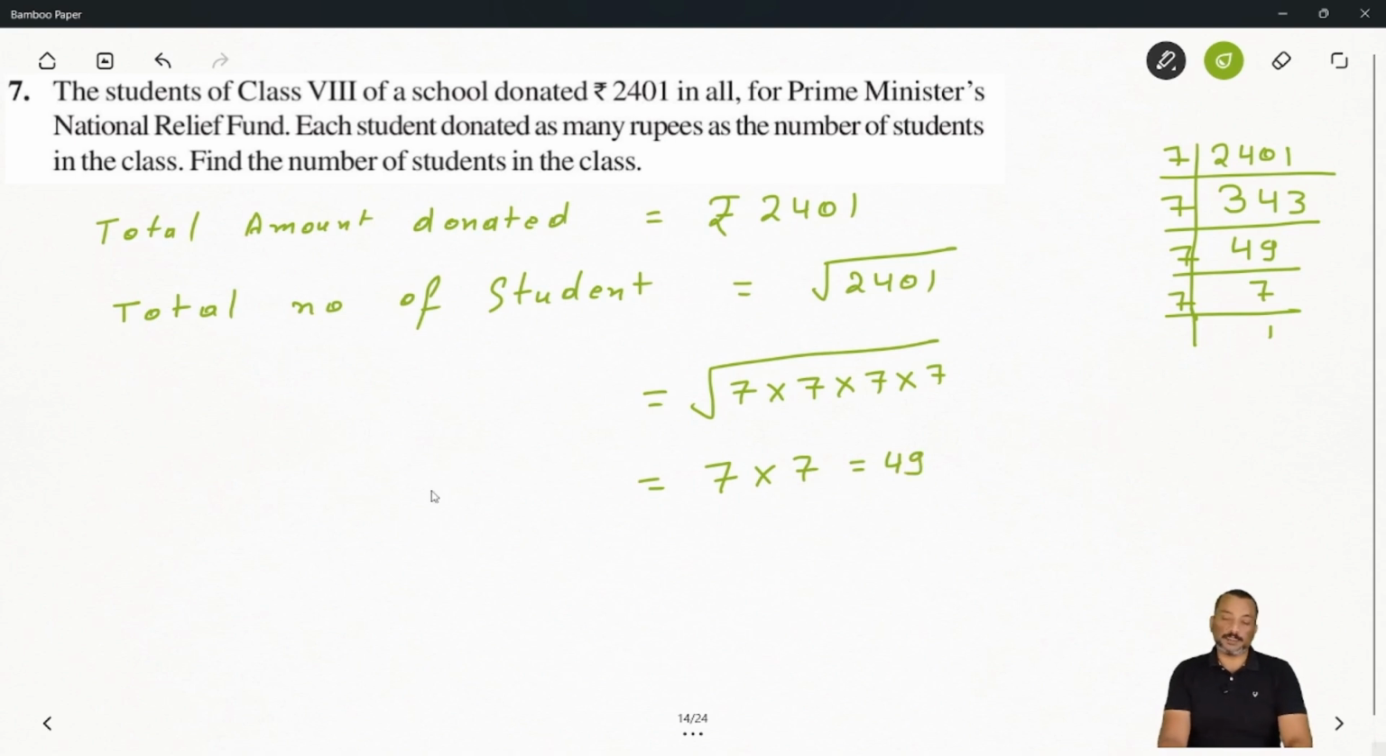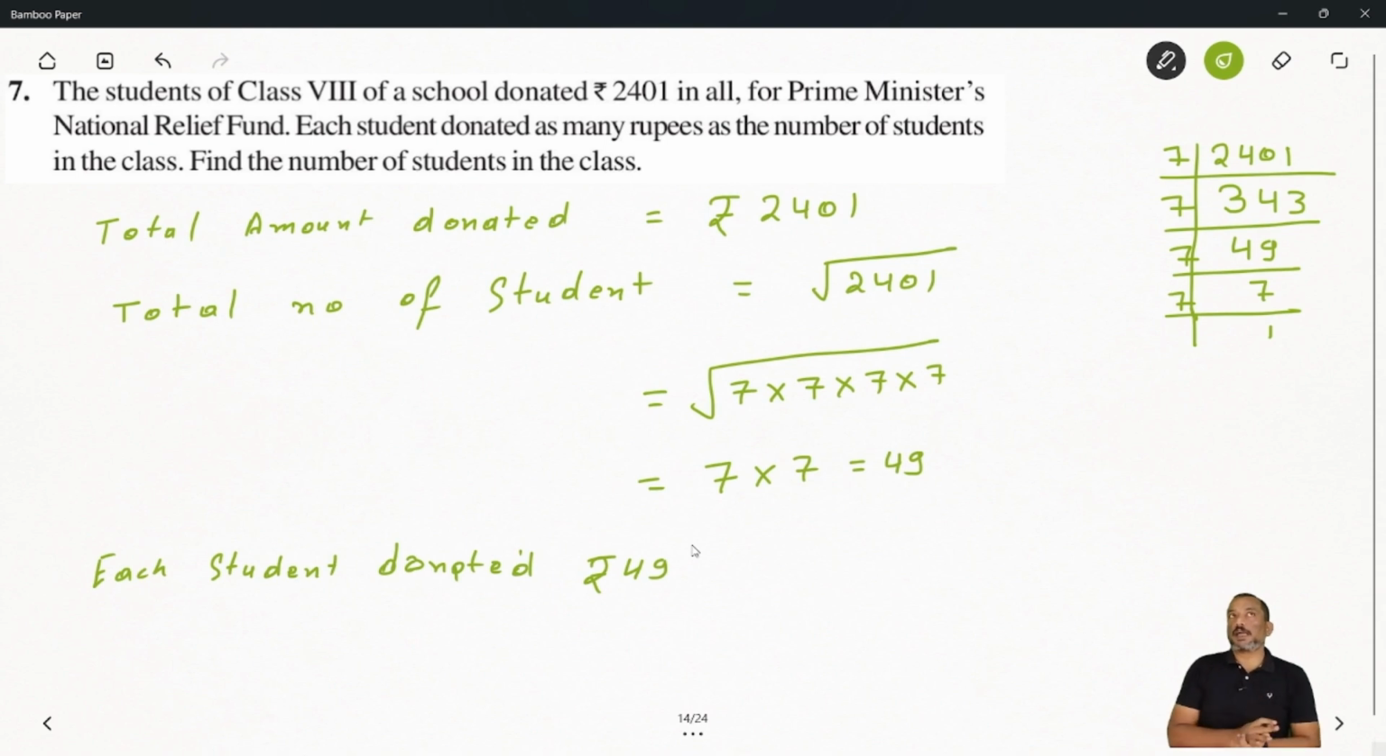So which means here the total number of students is 49, and each student donated how many rupees? Each student donated rupees 49 also, because that many students, that much amount they are donating. Hope it's clear. Now coming to the next question we have.